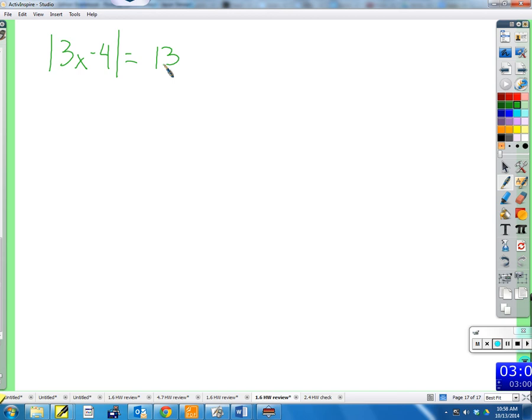Well, that means, remember, this whole blob here is inside of the absolute value. When I take the absolute value of that stuff, I get 13. So all that stuff could be 13, not 14. I want it to be 14. 3x minus 4 could come out to be positive 13. When I take the absolute value, I get 13. Or 3x minus 4 could be equal to negative 13. All that stuff could be negative 13. And then we solve both equations.